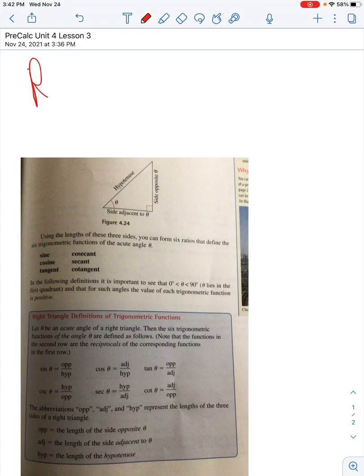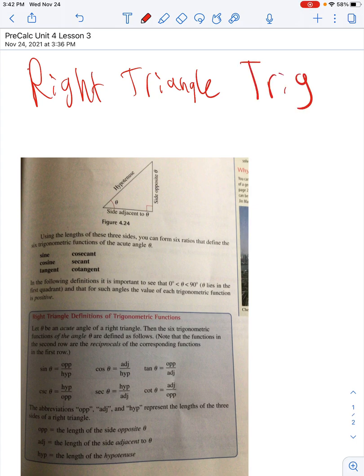Unit 4, Lesson 3, this is all about some right triangle trig and using trig properties. So, a super quick review of right triangle trig, some stuff you probably already know from geometry, or you should know. This right here is called theta. This is what we're going to refer to as our reference angle.